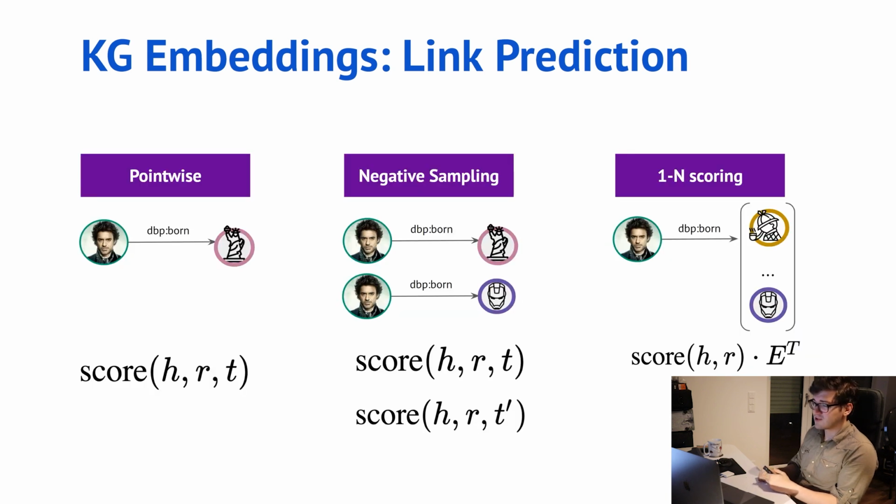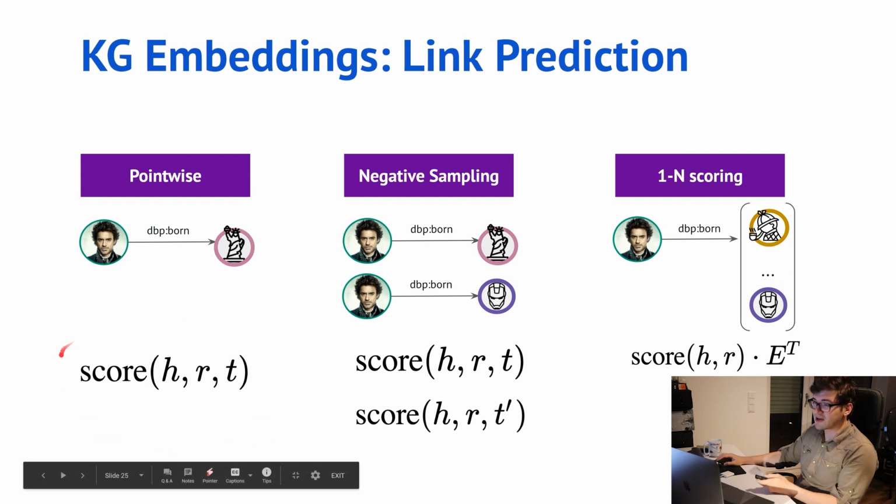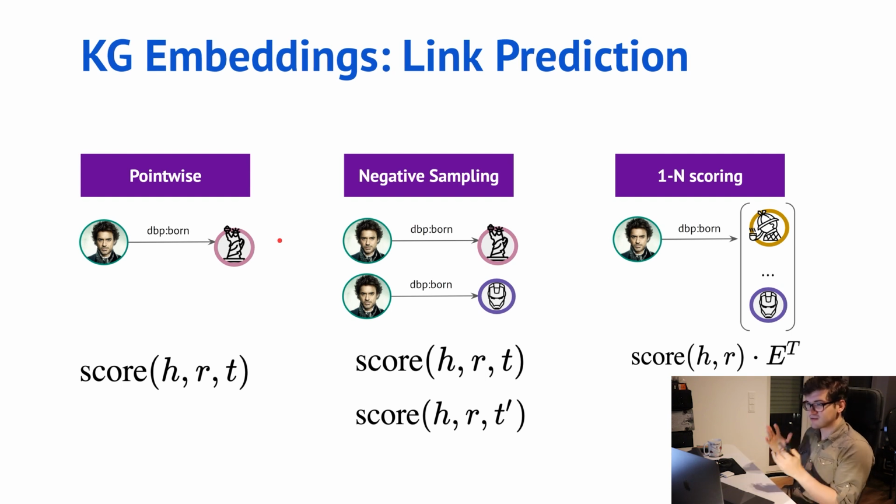So training of them can be done in several ways. For pointwise training, for instance, you have RDJ born in New York, and you just try to maximize the probability of a correct triple. And negative sampling is something which is also very prominent now, like contrastive learning. Well, it's been in KGs and KG embeddings all the time.